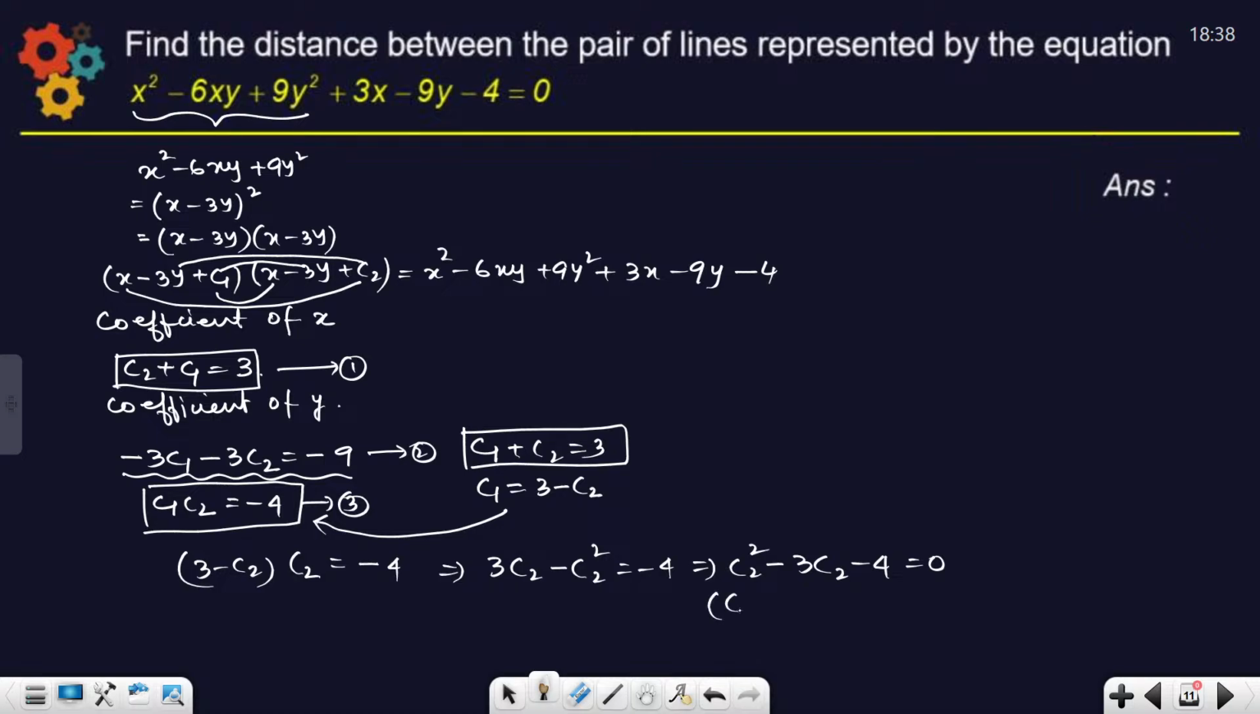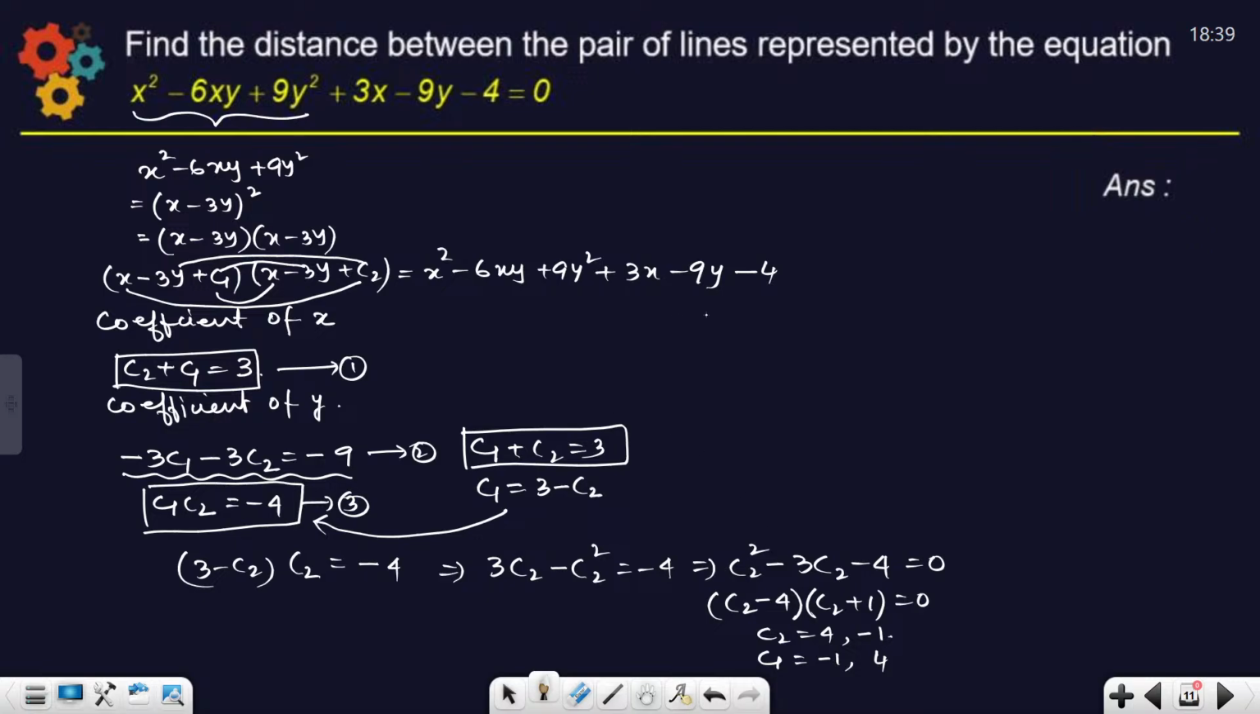So if I factorize, we are going to have (c2 minus 4)(c2 plus 1) equals 0. So either your c2 is 4 or minus 1. Now if c2 is 4, what is your c1? It's minus 1. And if it is minus 1, it is coming to 4. So one constant is 4, another one is minus 1.